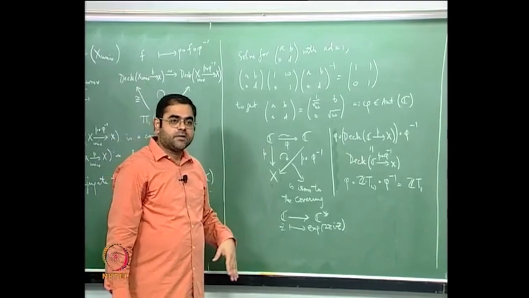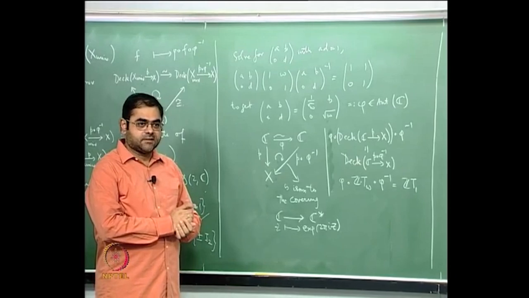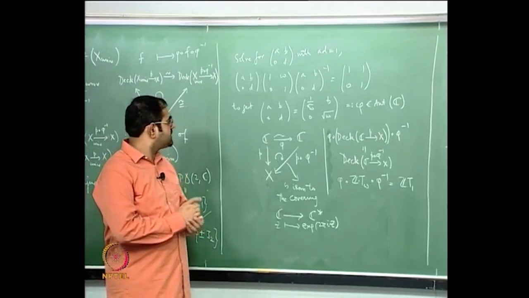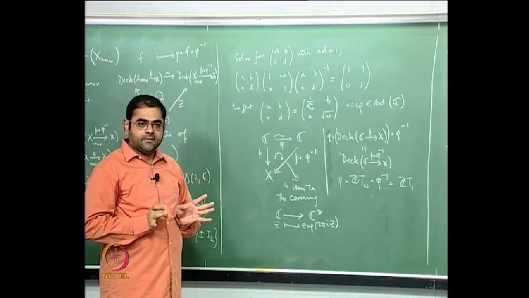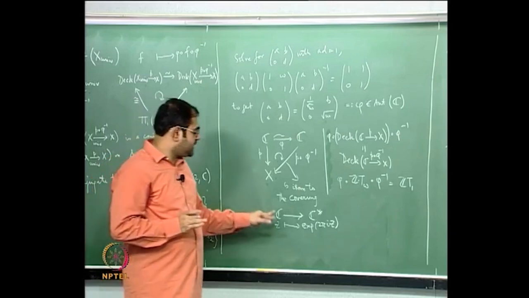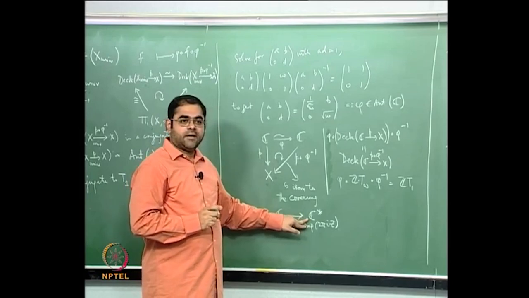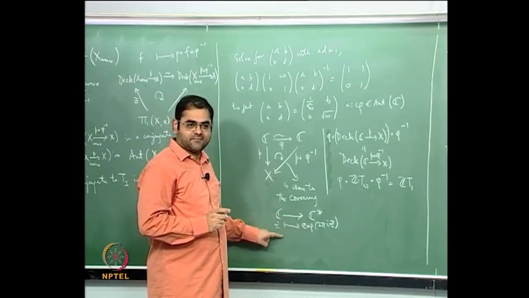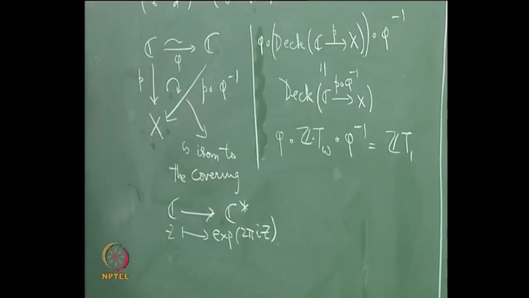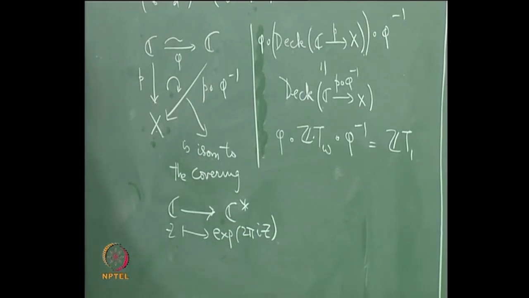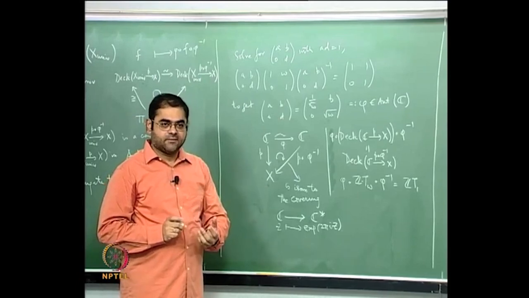So the moral of the whole story is: take any Riemann surface whose universal cover is C, the complex plane, and assume that the fundamental group is isomorphic to Z. Then not only is that Riemann surface isomorphic to C star, but the covering itself is isomorphic to this specific covering. So this is the unique representative for all possible covering spaces of holomorphic structures on a real cylinder, Riemann surface structures on a real cylinder.